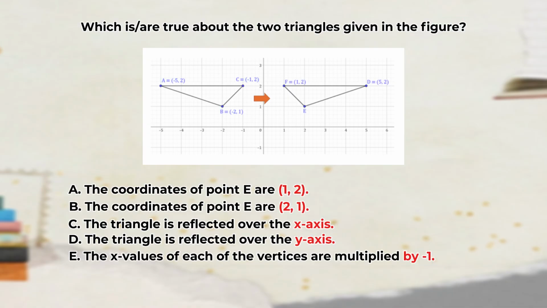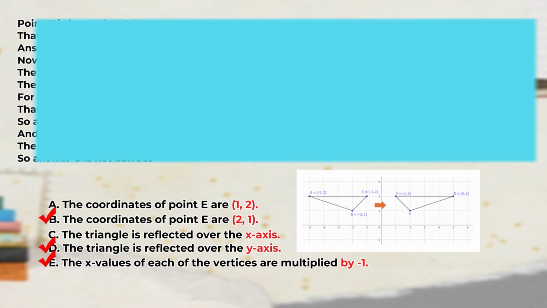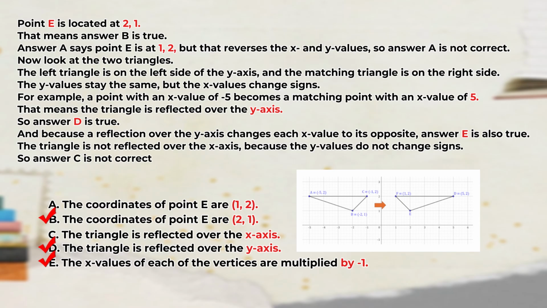Now let's look at a coordinate geometry question. This question asks which statements are true about the 2 triangles. There may be more than one correct answer, so you need to check each statement carefully. Pause here and try it. The correct answers are B, D, and E. Let's check them one by one. Point E is located at 2, 1. That means answer B is true.